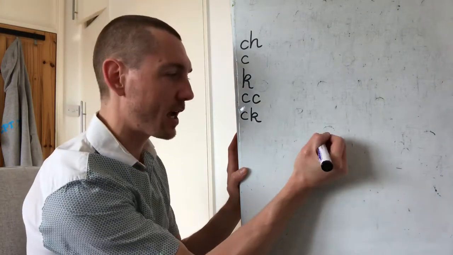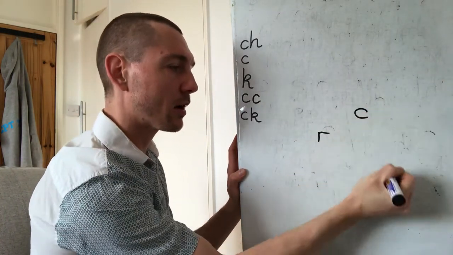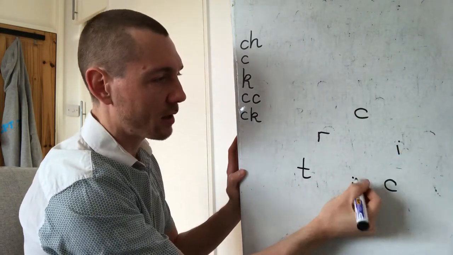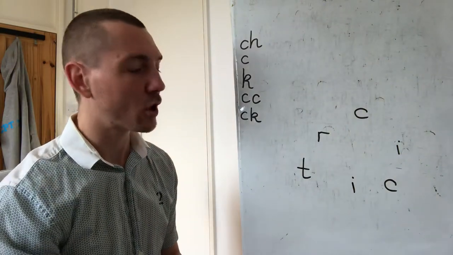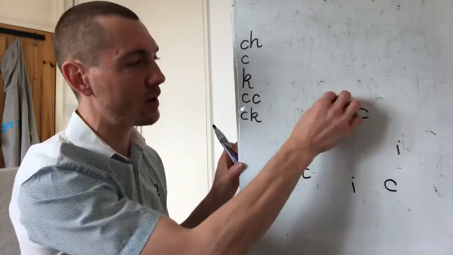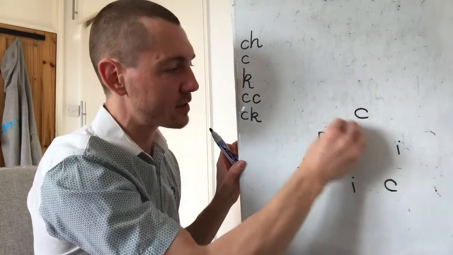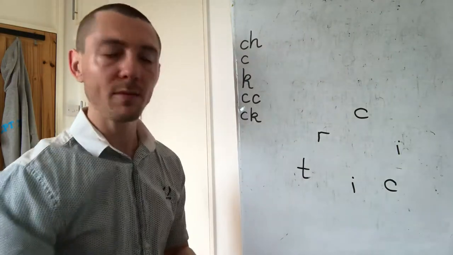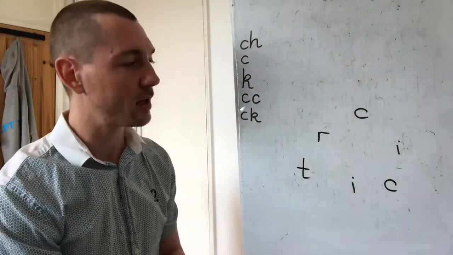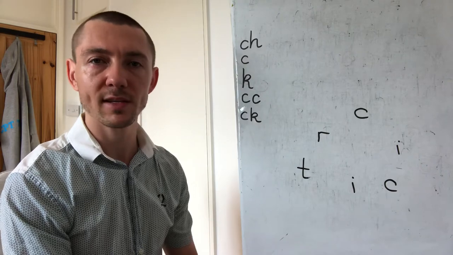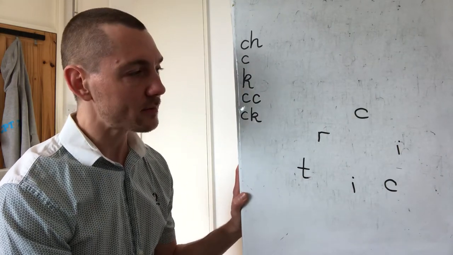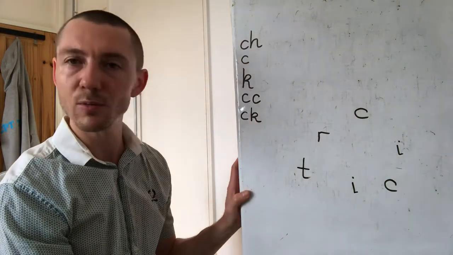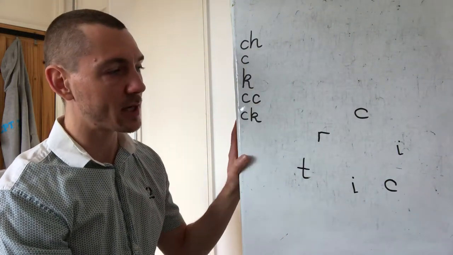The last one for today is a two-syllable word, and it's the word critic. A critic is somebody whose job it is to review something. So you may have a food critic who reviews restaurants and gives their opinion on them. You might have a music critic who reviews music and tells you their opinion on that, to help you decide whether you want to go to the restaurant if it's a food critic, or to help you decide if you want to listen to the music if it's a music critic.